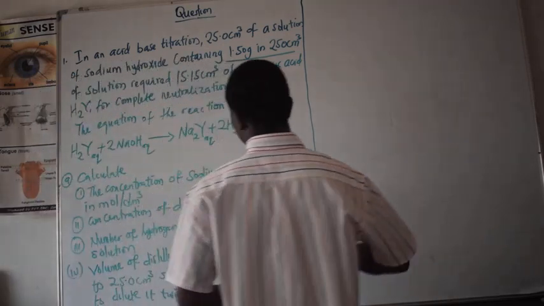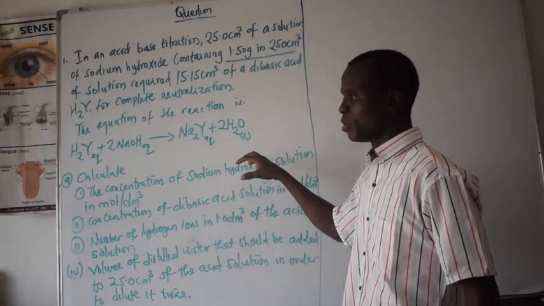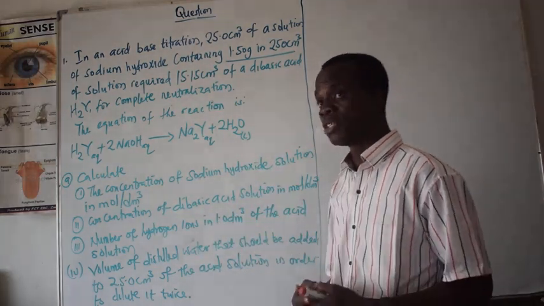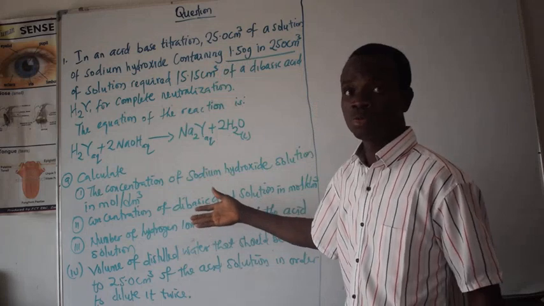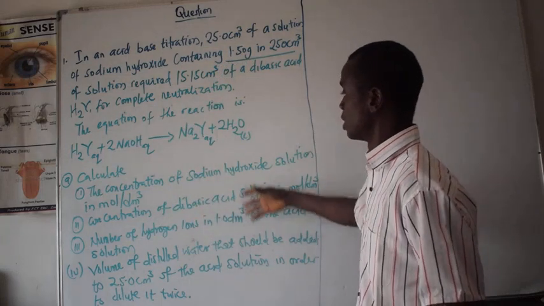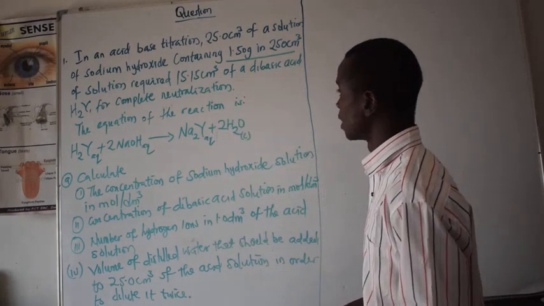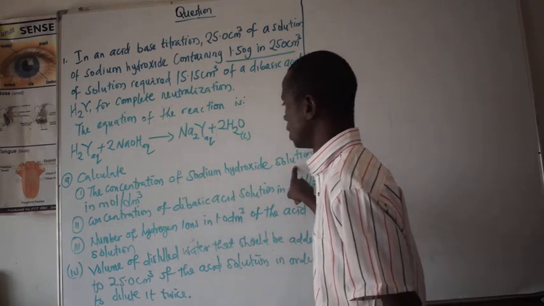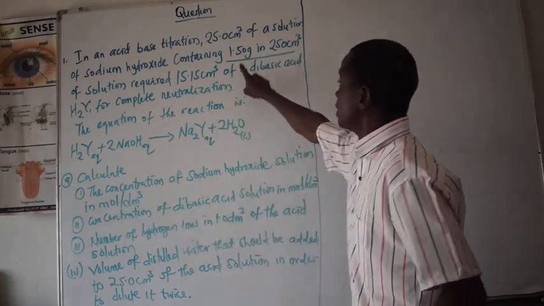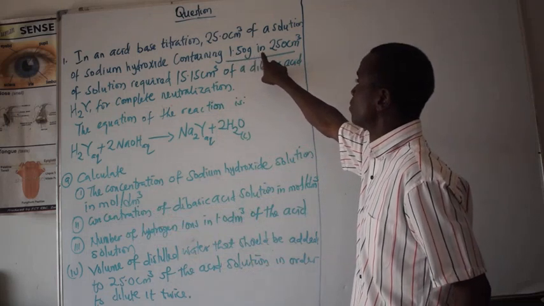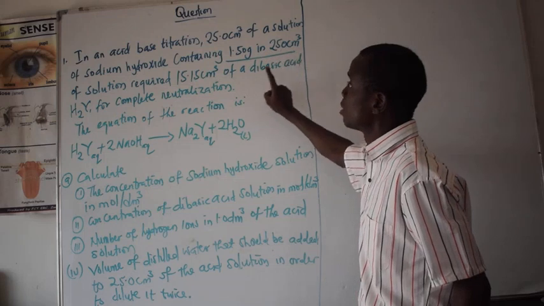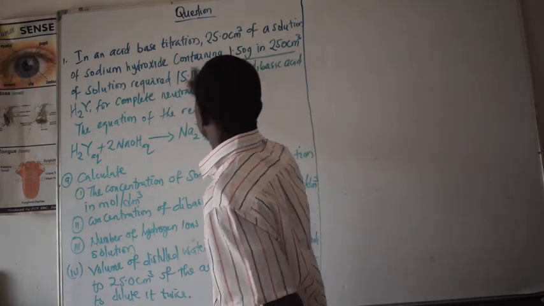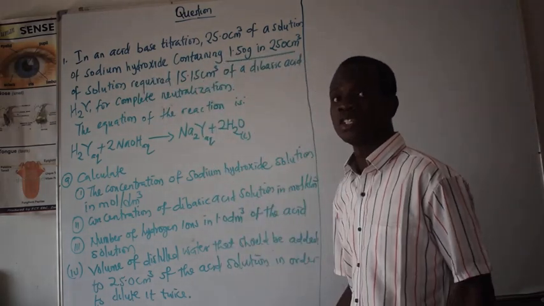So let us look at the question. In this type of exam, students are not allowed to perform experiments because it is an alternative to practical. So all those parameters that you're going to need have been given to them in the words. In this question, we're going to be picking them out one after the other. Question one says, calculate the concentration of sodium hydroxide solution in mole per dm³. We are given 1.50 gram in 250 cm³. The implication is that 1.50 gram of sodium hydroxide is dissolved in 250 cm³ of the solution.